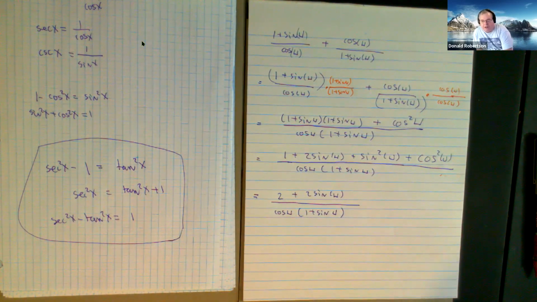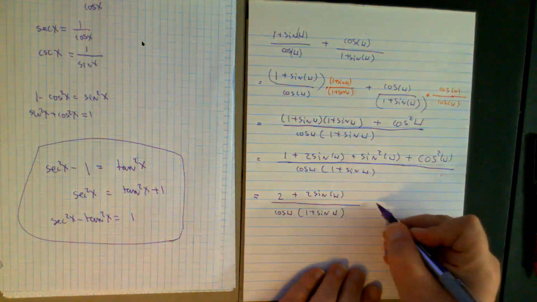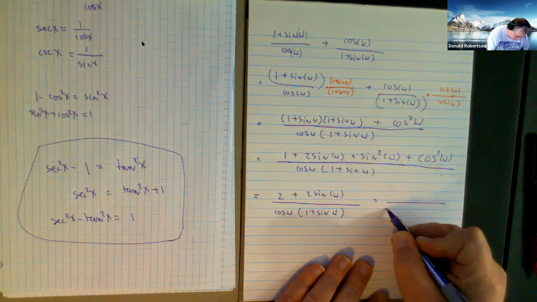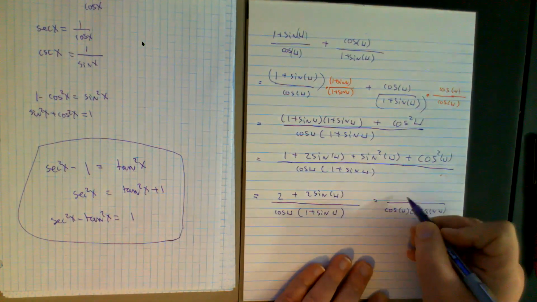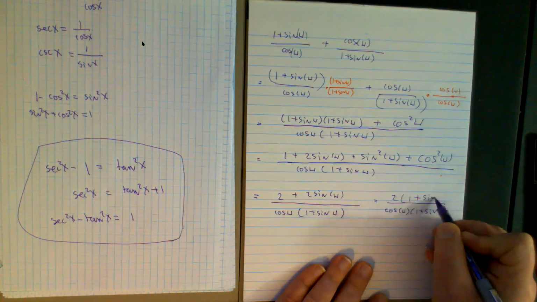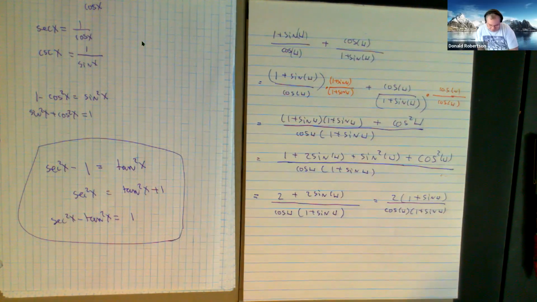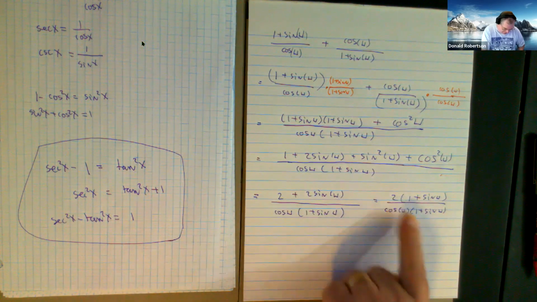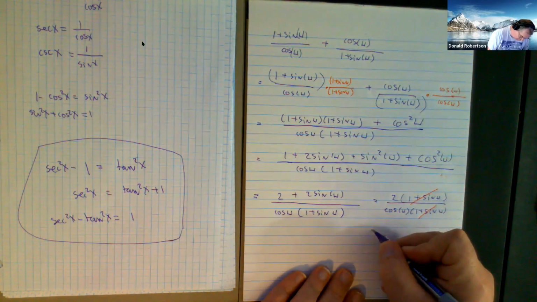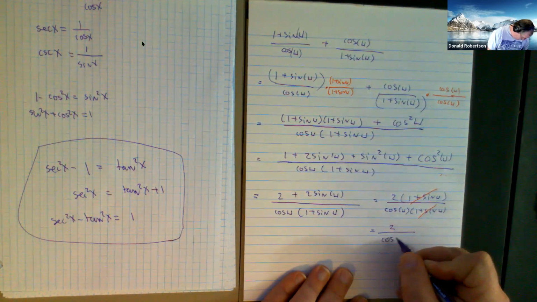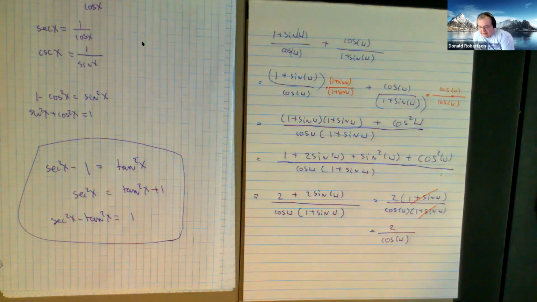Sometimes you're finished, but not here. Is there anything you can do to the numerator that might make it nicer? Do you want to factor out the 2? Why do you want to do that? It's the right thing to do, but why? Because then you can cancel, since you're multiplying. You can cancel out the 1 plus sine u. Do you see that, guys? If you pull out a 2 as a common factor, this guy gets killed off by this guy. And now we are looking at 2 over the cosine of u. And that is a very, very nice answer.